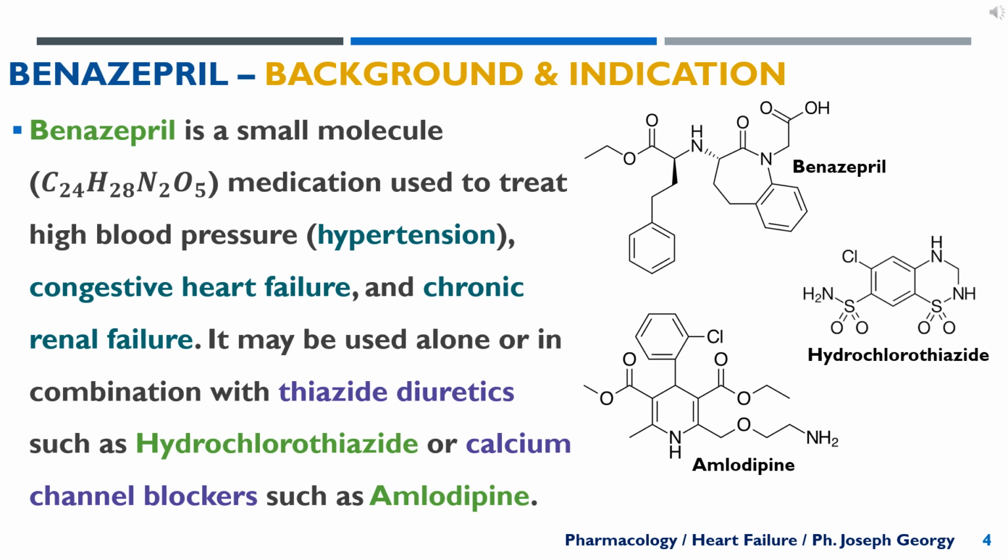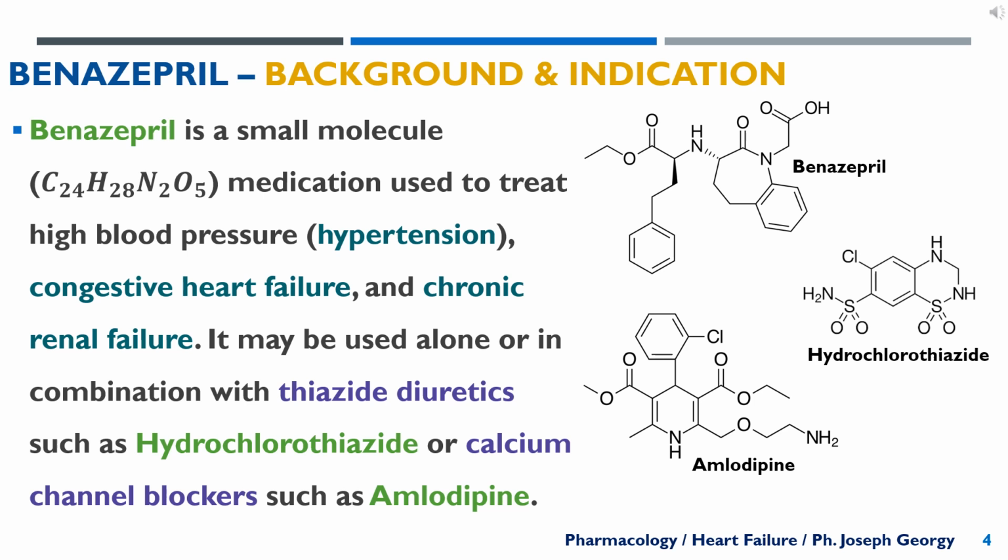Actually, benazepril is a small molecule. The chemical formula of this molecule is C24H28N2O5. Of course, here the numbers represent the number of atoms within its structure. C is for carbon, H is for hydrogen, N is for nitrogen, and O is for oxygen atoms.